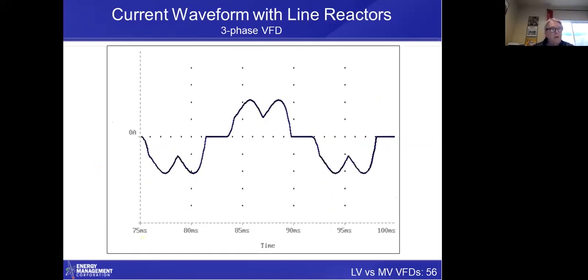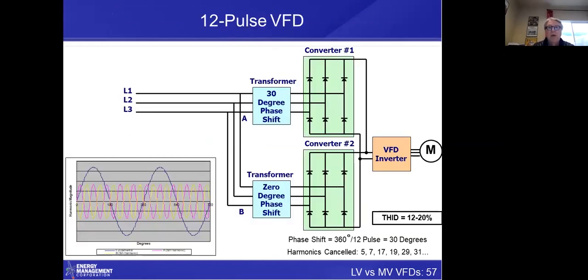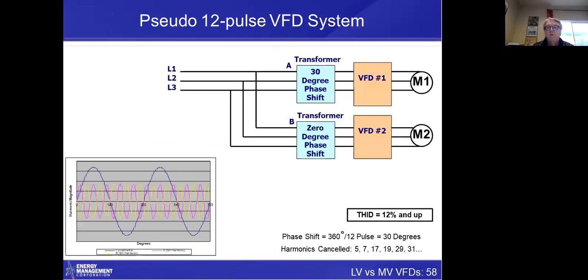If you put either line reactors or good quality DC link reactors, they have to be at least 3%. You're going to get 30, 35% distortion. And so that's a lot better than 100%. This is a 12 pulse drive. It uses 2 converters on the front end. You can get down to 12 to 20% distortion. This is a pseudo 12 pulse, same distortion.